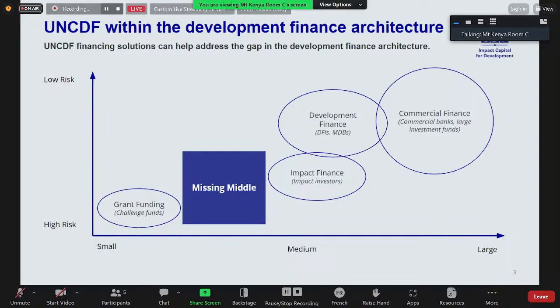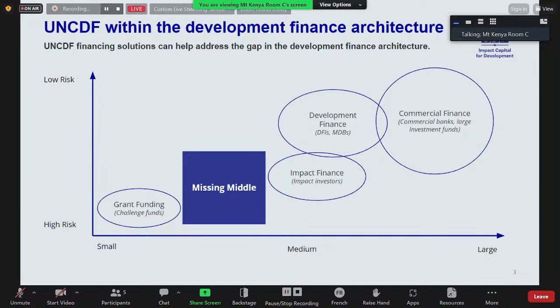Now, in order to get more funding, you need to go into impact funds, what we call impact financing or development finance. You have impact funds or development finance institutions like IFC, and they will not look at you. They will not look at SMEs or ventures that receive grants. You are too small. You are still too small.